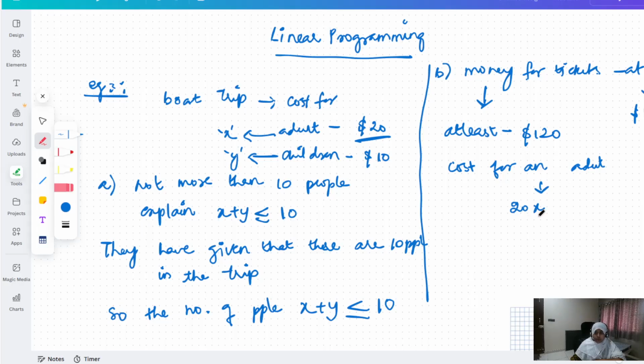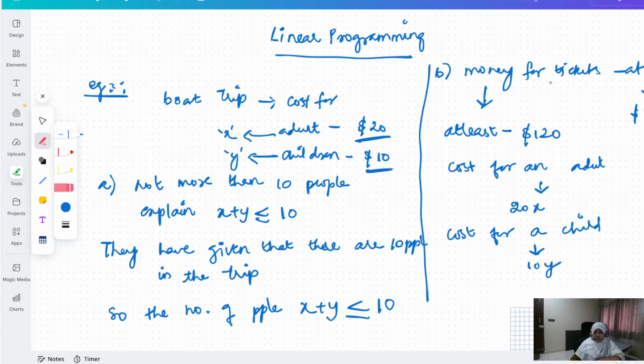Okay, so the cost for an adult should be 20x, and the cost for a child should be 10y. We have kept the number of children who are present as y, and the value that they are allotting per child is $10. So that is what we have written here: 10y. Now what are we supposed to find?